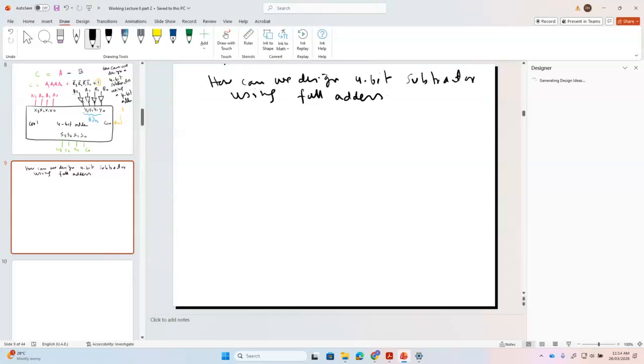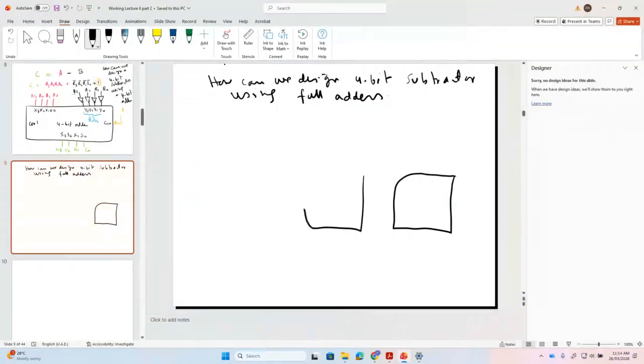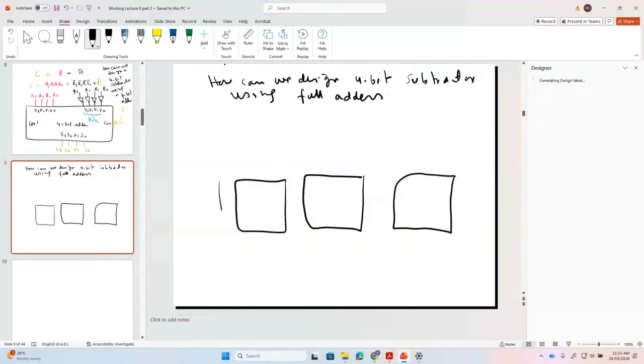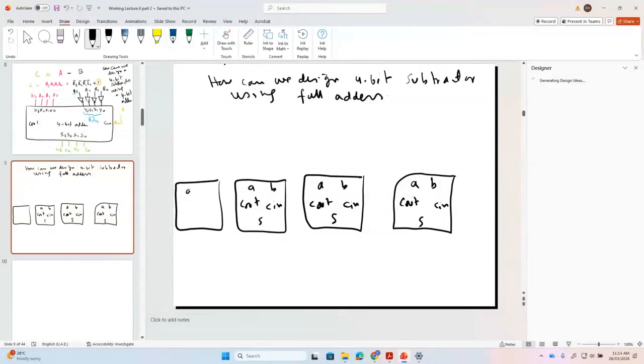Now, if we are designing a 4-bit subtractor using full adders, what do we have? This is the first full adder, the second full adder, the third full adder, and the fourth full adder. In the full adder we have A, B, C in, C out, and S. Then again A, B, C in, C out, and S, for each of the four adders. Got it?